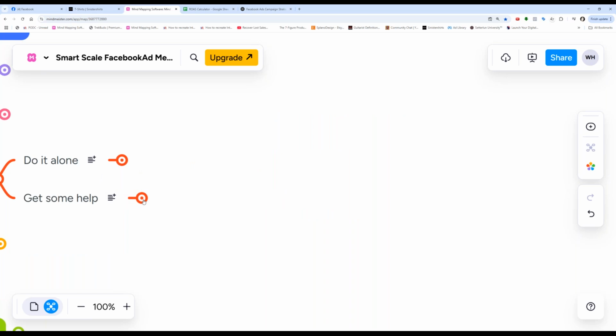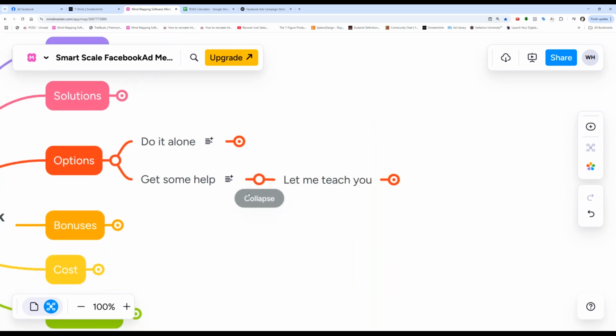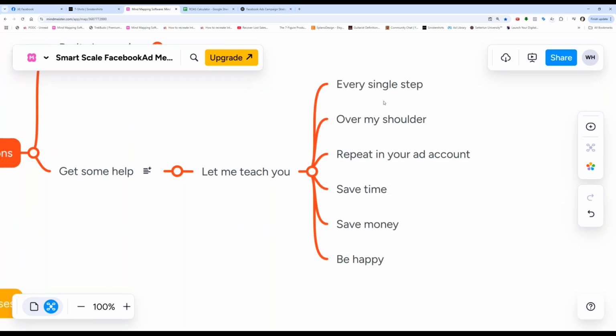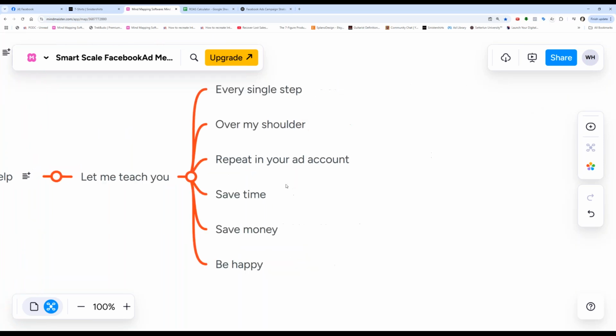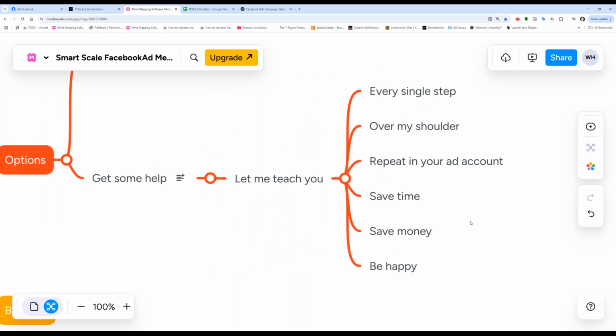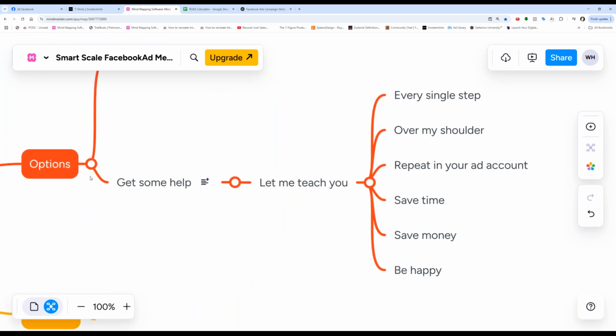Okay. Or option two here is the good one, which is get some help. Let me teach you. All right. Every single step over my shoulder, repeat what you see in your own ad account. Save time, save money, be happy. I think this route is the best one. And this is a route that I try to take with everything that I do.